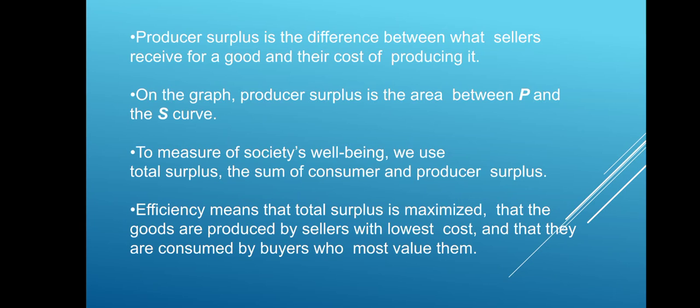To measure society's well-being, we use total surplus, the sum of consumer and producer surplus. Efficiency means that the total surplus is maximized, that the goods are produced by the sellers with the lowest cost, and that they are consumed by the buyers who most value them.